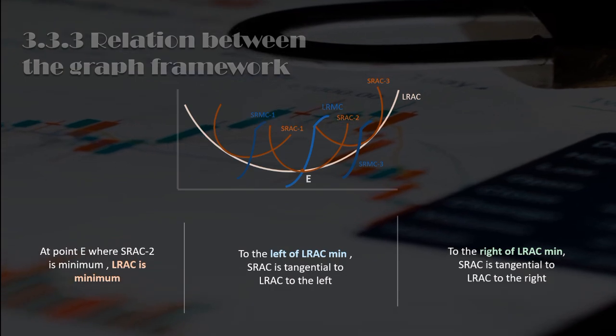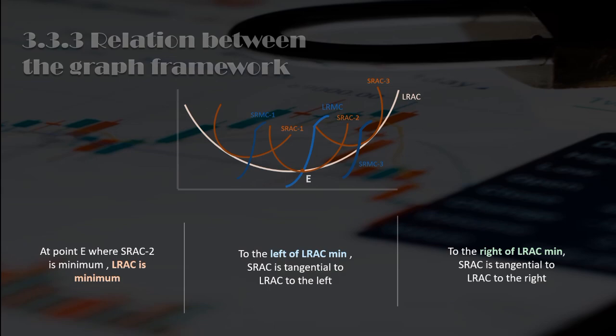In this graph, we can see at point E where SRAC2 is minimum, LRAC is also minimum. But to the left of LRAC minimum, SRAC is tangential to LRAC to the left. At last, to the right of LRAC minimum, SRAC is tangential to LRAC to the right.